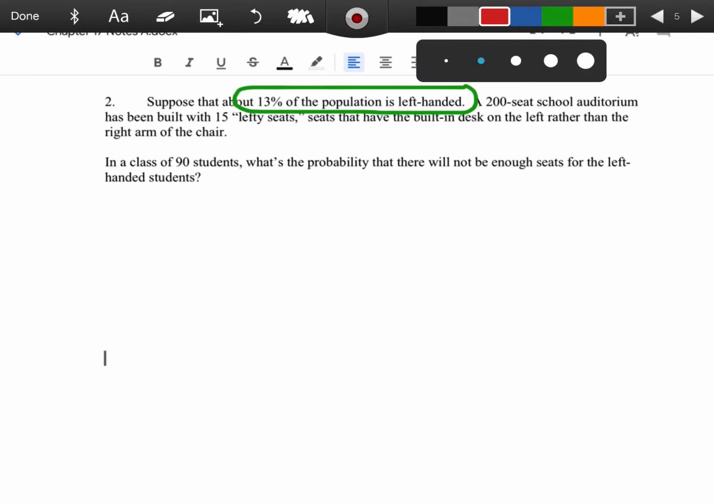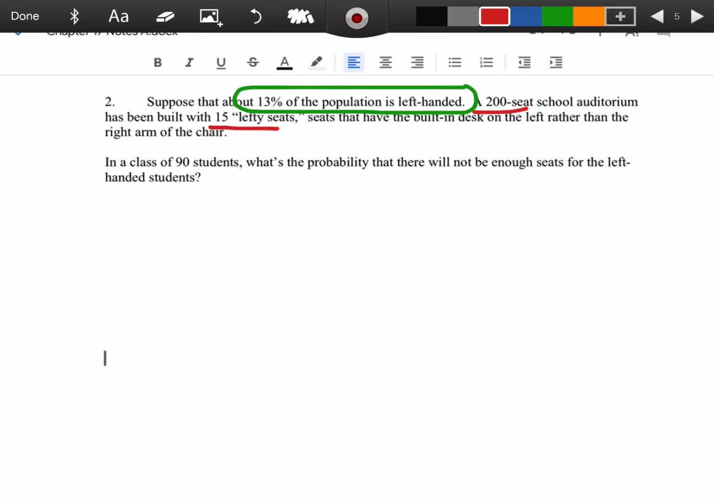I have a 200-seat auditorium, and it has been built with 15 lefty seats that have a built-in desk on the left, so that you could actually write with your left hand. Some colleges, you're in big, huge auditoriums for your classes, so they have these little seats that have a little fold-out desk for you, and they have some lefty seats for those left-handed students. In a class of 90 students, what's the probability that there will be enough seats for the left-handed students?